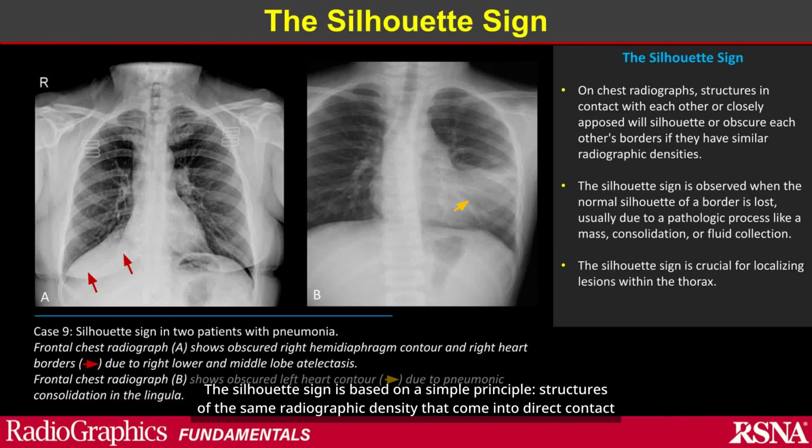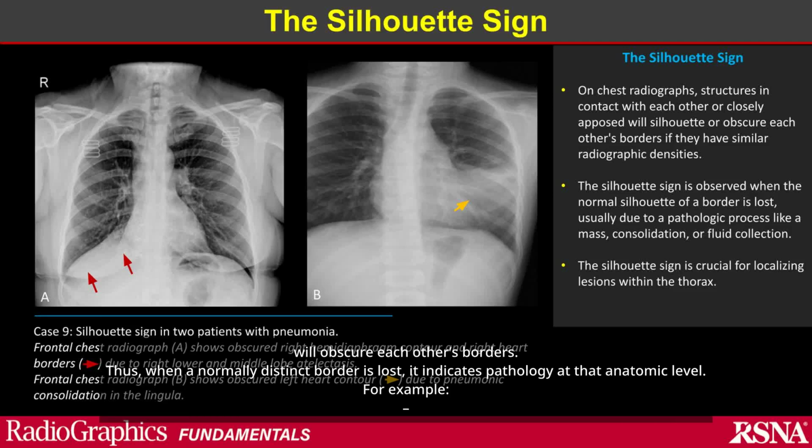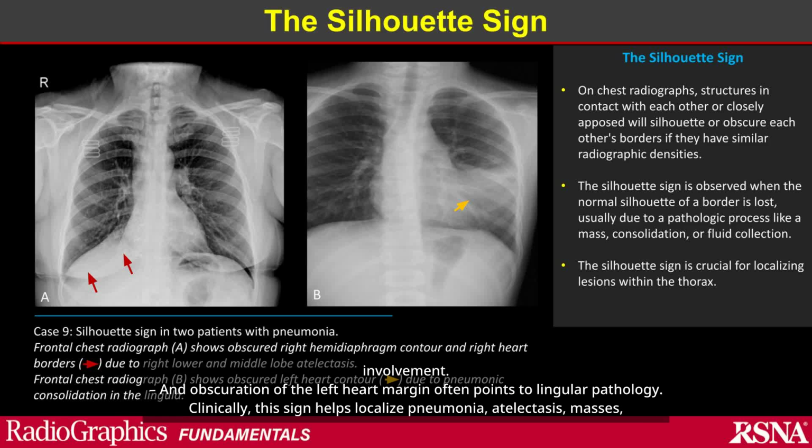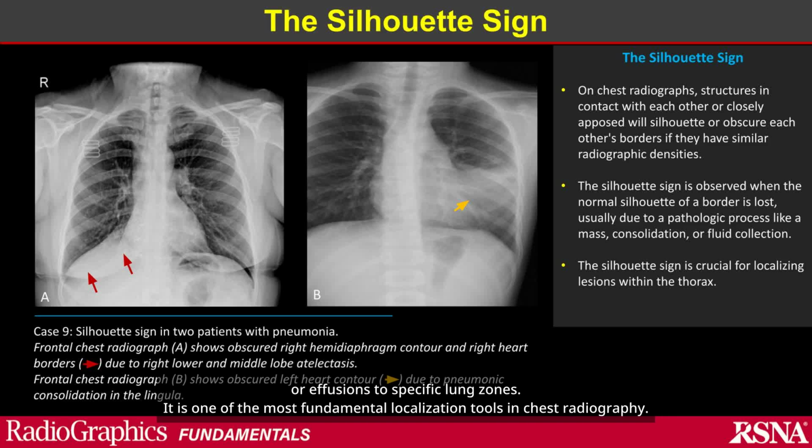Structures of the same radiographic density that come into direct contact will obscure each other's borders. Thus, when a normally distinct border is lost, it indicates pathology at that anatomic level. For example, loss of the right heart border suggests right middle lobe disease. Loss of the right hemidiaphragm indicates right lower lobe involvement, and obscuration of the left heart margin often points to lingular pathology. Clinically, this sign helps localize pneumonia, atelectasis, masses, or effusions to specific lung zones. It is one of the most fundamental localization tools in chest radiography.